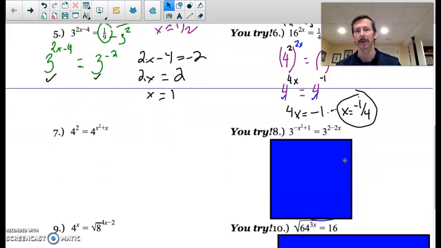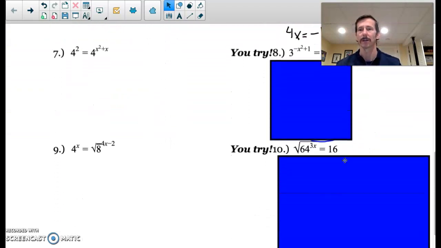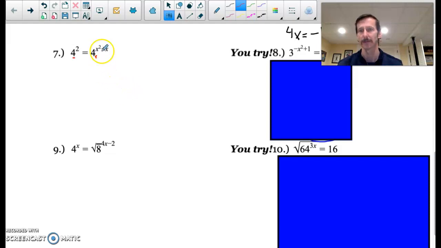All right, we only have a couple more to go, I promise you. All right, here we go. 4 squared equals 4x squared plus x. So you'll notice on this one, you might say to yourself, haha, I've already got a common base of 4 and 4, so I'm good to go. You should say that. And so you would write, 2 equals x squared plus x, because that's what we've been trained to do on the first 6 problems. The bases are the same. You just set those tops equal and go.